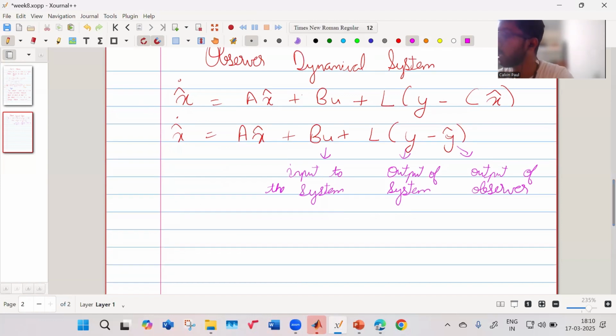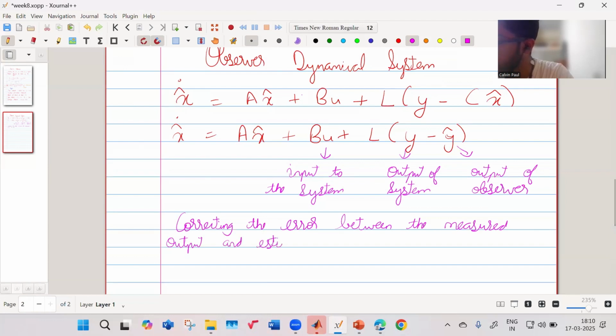So what you are doing basically is connecting the error between the measured output and estimated output.